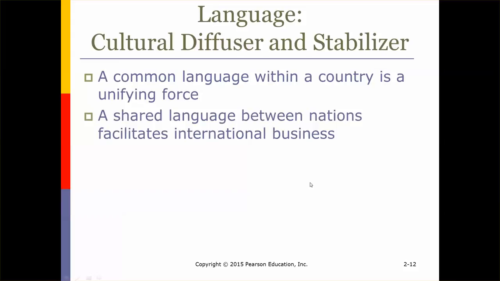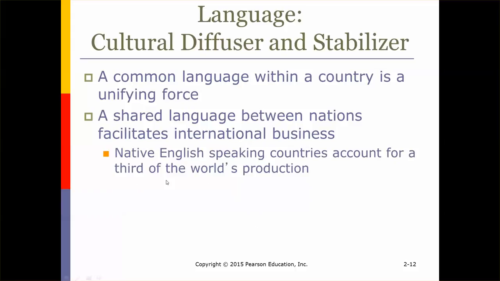Shared languages between nations facilitate international business. So, for example, the fact that we and the British speak a similar form of English, they would say we don't speak English, but that's okay. We speak enough of it that we can communicate. That makes shared business principles easier. When you start dealing with the United States and China, or Bangladesh, Malaysia, or South Africa, or South America, you start getting into language barriers, and that makes it more difficult to be successful in business.